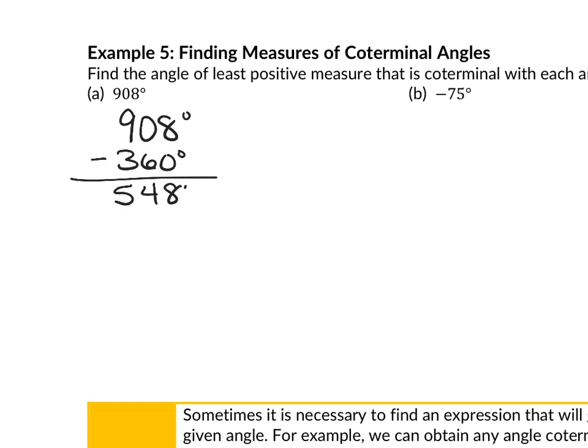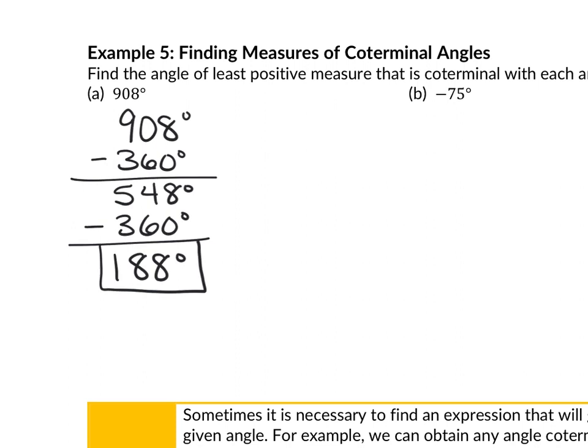548. Okay, still not underneath 360 degrees, so let's take off another 360. So we'll take off an entire other revolution around this circle. What's 548 minus 360? 188. Since that is between 0 and 360, so it's within the first revolution, this is going to be the least positive measure for a coterminal angle. If we subtracted 360 again, we'd be in a negative number, which is still coterminal, but this one specifically asks for a positive coterminal angle.